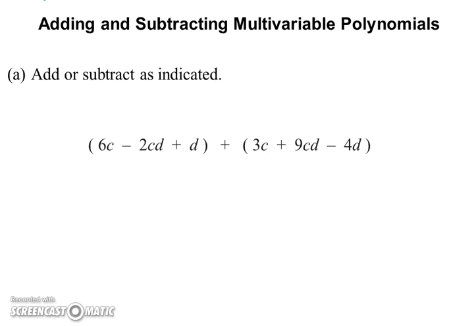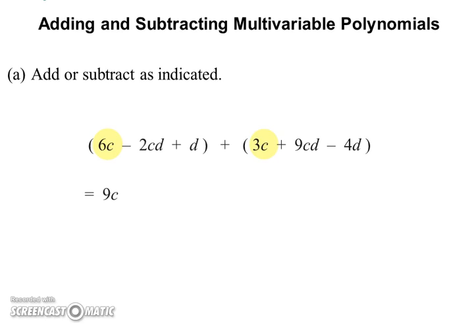So again, the key to adding these terms is two things. First, we have to be careful with our signs. And second, we have to make sure that we have like terms. For example, the C's, we have 6C and 3C. Those are like terms, so we can add them. So if we do that, we get 6 plus 3 is 9, so we get 9C.